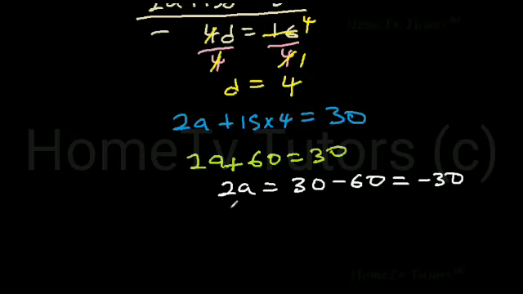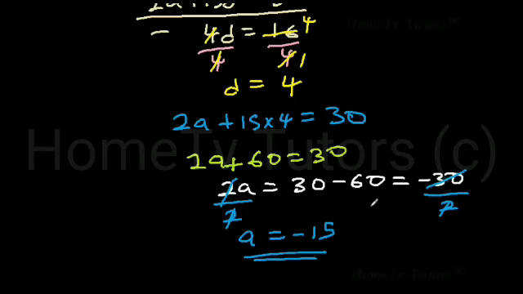Alright, so now we can divide both sides of the equation by 2. 2 cancels 2, so we have a on the right hand side. Minus 30 divided by 2, we have minus 15. So the first term of the 20 term AP is minus 15.